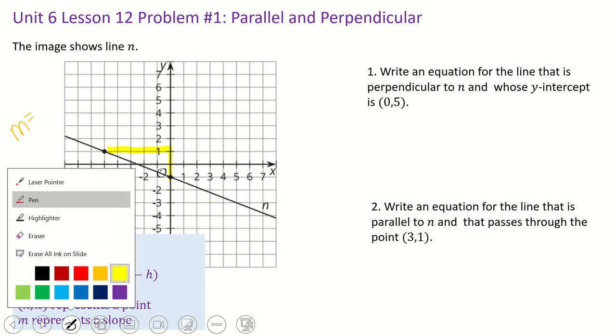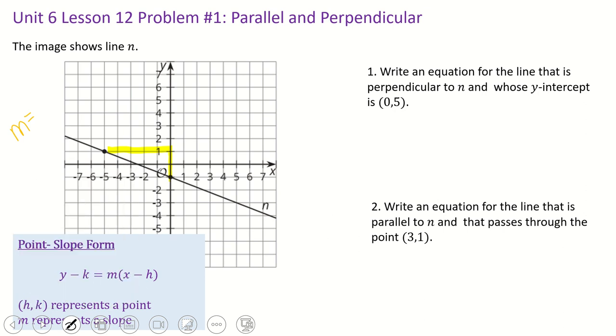Now, when we count, we have to remember the change in y is our numerator. So our change in y is how far we rise. So in this case, notice that this time I count up 2 spaces. So that's going to be my numerator. Notice it has to be positive because when I go up on a graph, those are bigger values.